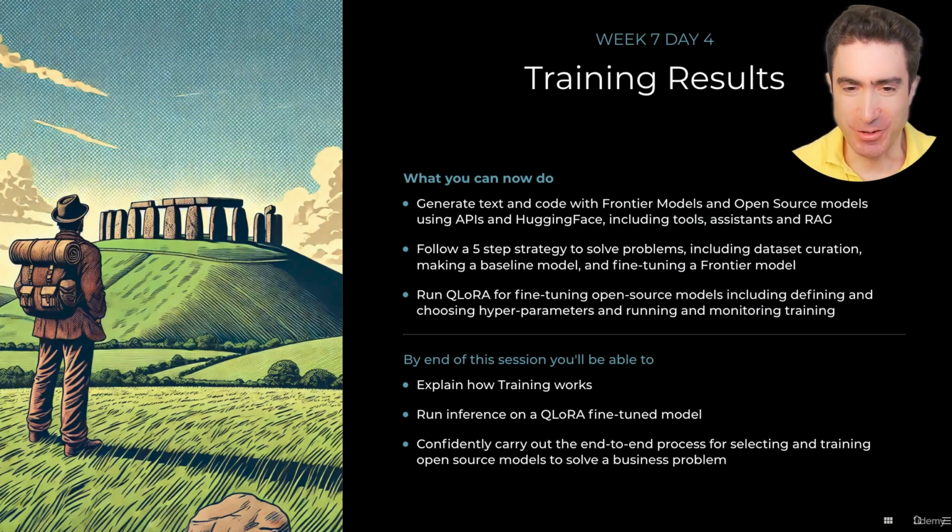So, already you can do so many things: coding against frontier and open source models, using dataset curation, baseline and fine-tuning frontier models, and now running QLoRA. Today I had previously said there were going to be 2 bullets, but I have put in an extra bullet here, beginning with how training works. It occurs to me that I've been quite hand-wavy about the training process itself. And at this point, now that you've got some hands-on experience running training, seeing QLoRA in action, it's worth taking a minute to explain it properly.